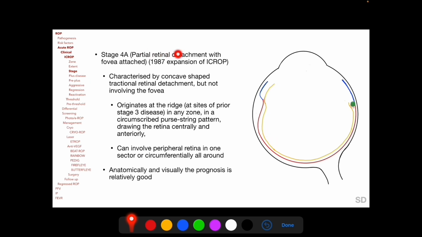And the partial retinal detachment of stage 4A can involve the peripheral retina in one sector or circumferentially all around but spares the fovea. And because of this sparing of fovea anatomically and visually, the prognosis of stage 4A ROP, if it doesn't progress further, is relatively good.